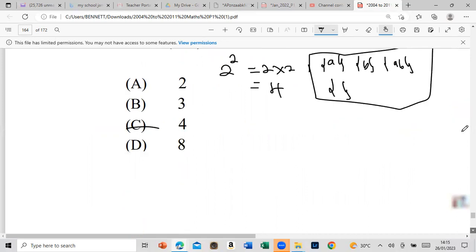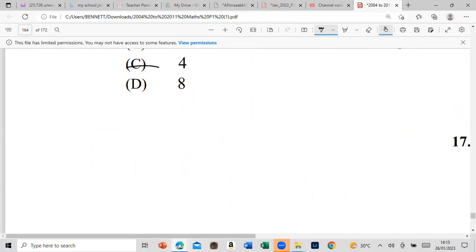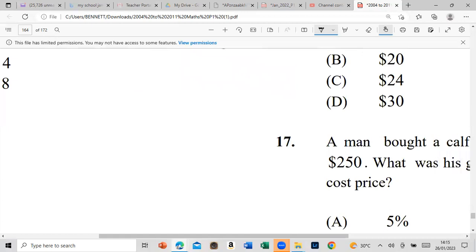Right? So let's move up to number 14 and see what goes on from what's up there.